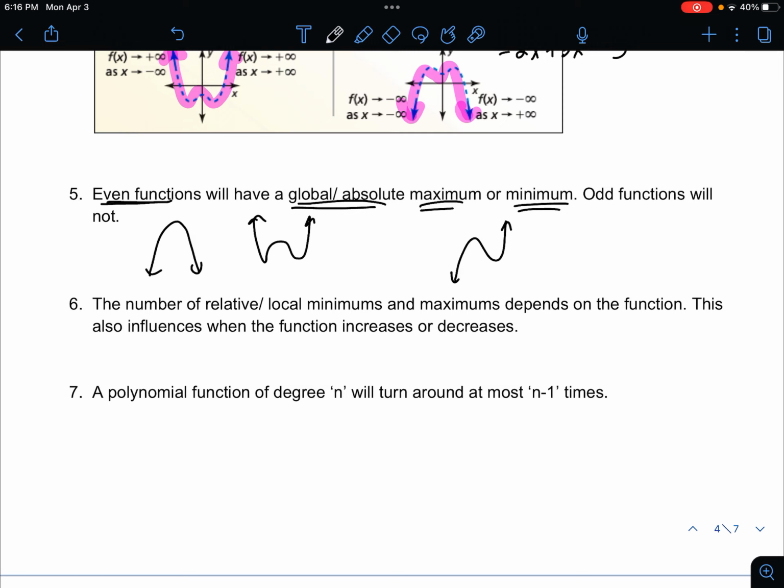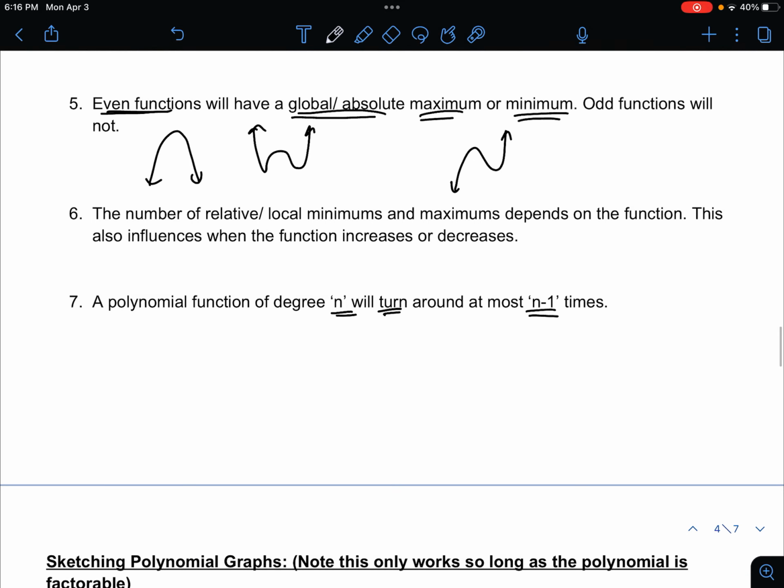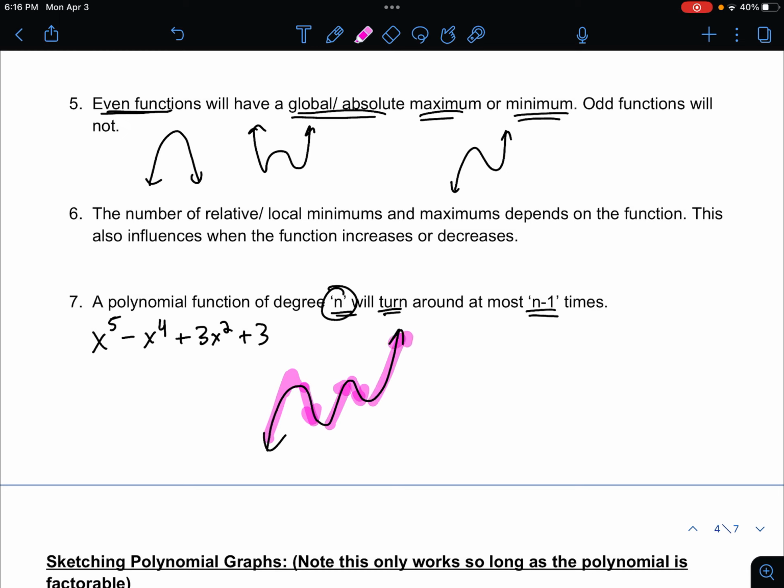It also influences when the function increases or decreases, and a function of degree n will have at most n minus 1 turns. So if I have, let's say, x to the 5th, that's saying degree n is 5. If I mix in a bunch of other stuff here, and I'm just making this up so this function may not actually do what I want it to, but at most, that function can turn around, let's see, 1, 2, 3. So this could be x to the 5th. And I'm not sure I counted that right.